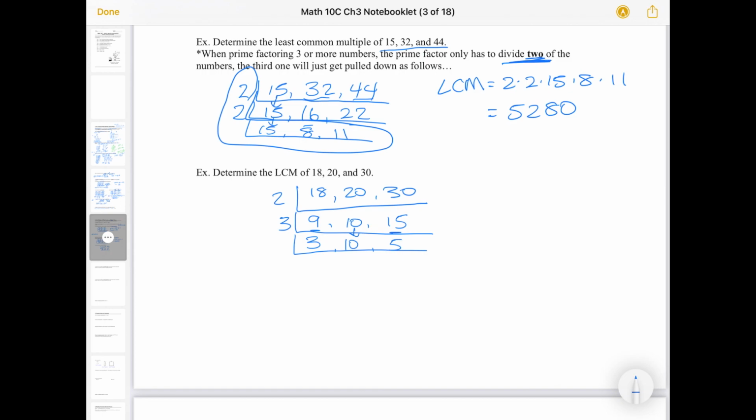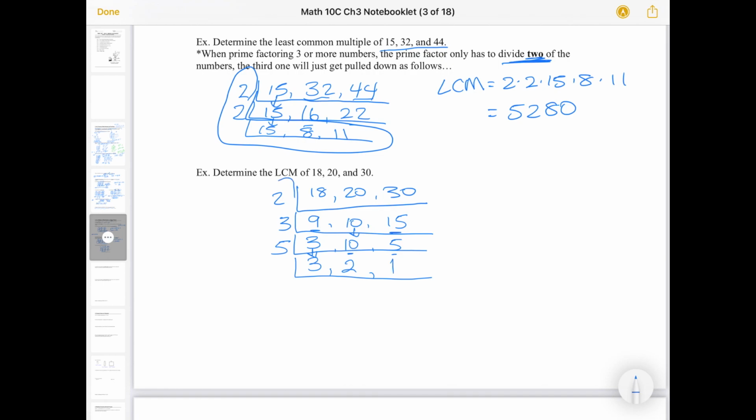And now there is a common prime, and it is 5. 10 and 5 are both divisible. So see how I can switch back and forth with which ones I'm dividing them by? It just needs to be 2 of them. Now I can divide 10 by 5, so I'll be left with 2, and 5 divided by 5, I'm left with 1.